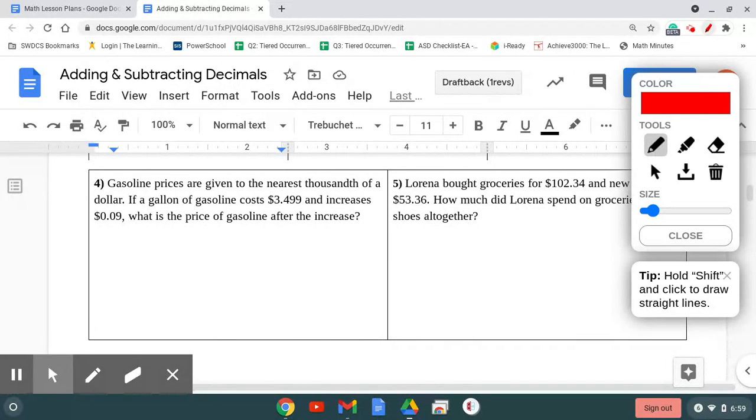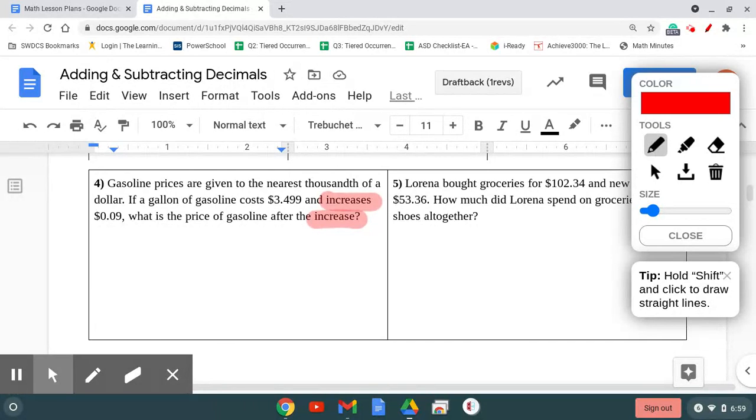So to know if we're going to add or subtract, we need to find our key word first. So what is our key word in number 4? Or the word that's going to tell us what we need to do. What is a key word? Hopefully you said increase. And if we look at our top notes, we wrote increase under the addition. So we know we're going to add because it tells us the number is increasing.